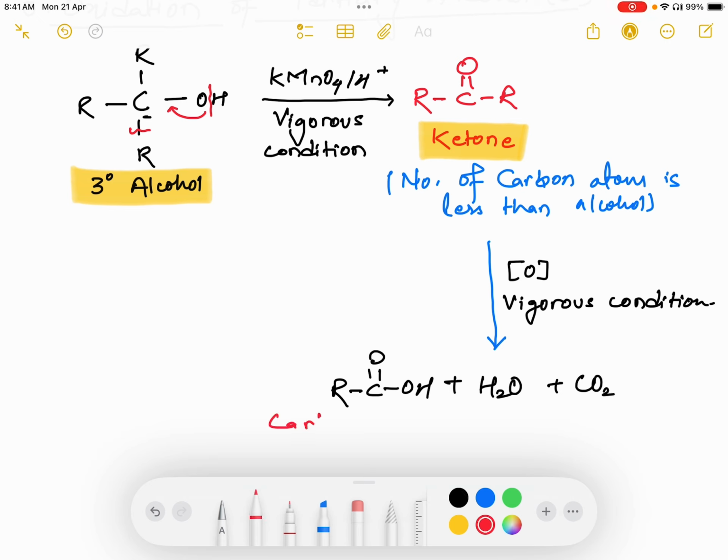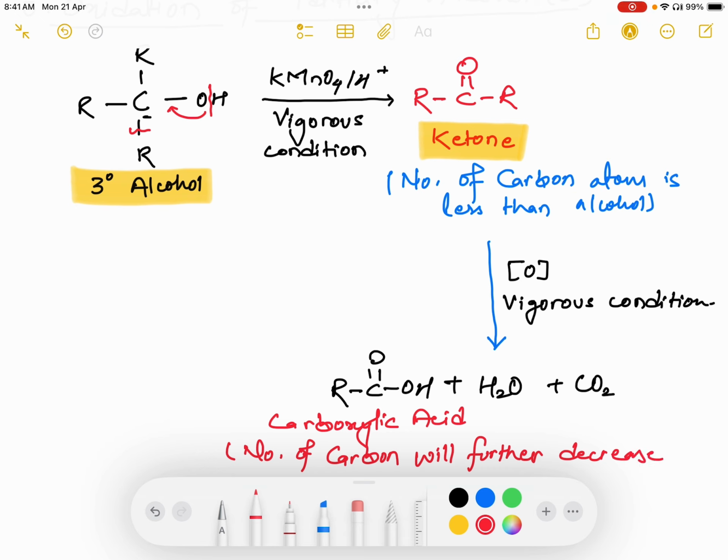So here we have carboxylic acid, but the number of carbon will further decrease. That means whatever was the number of carbon in alcohol, it will decrease in ketone, which will further decrease in carboxylic acid. So that is what it is saying. Let me repeat once again.